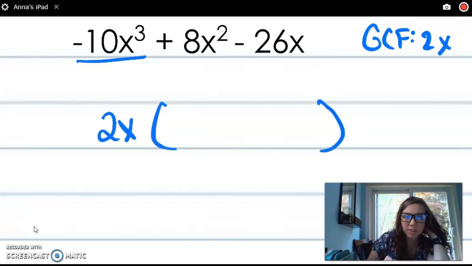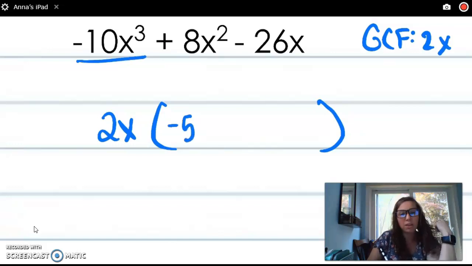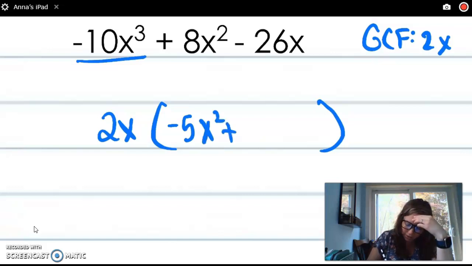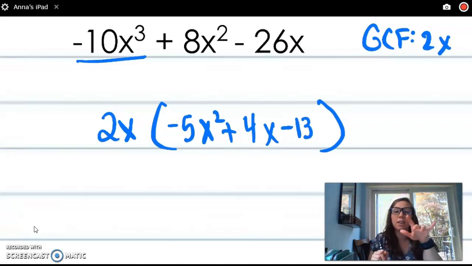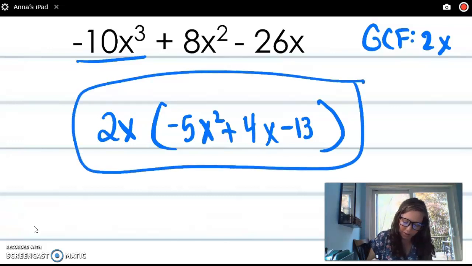And then from this term, negative 10 divided by 2 is negative 5. 3 x's, I take 1 out, so I have 2 x's left. 8 divided by 2, which is 4. 2 x's, 1's gone. And then 26 divided by 2 is 13. And the x's, there are none left because we took the only x out. So that'd be your answer for this one.